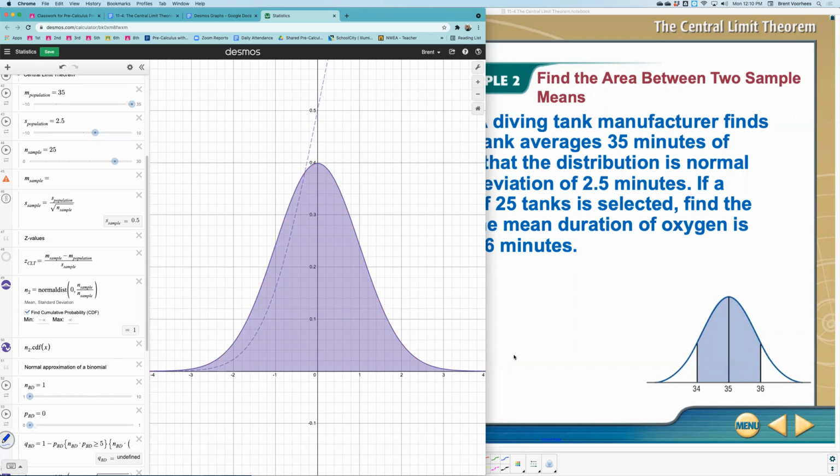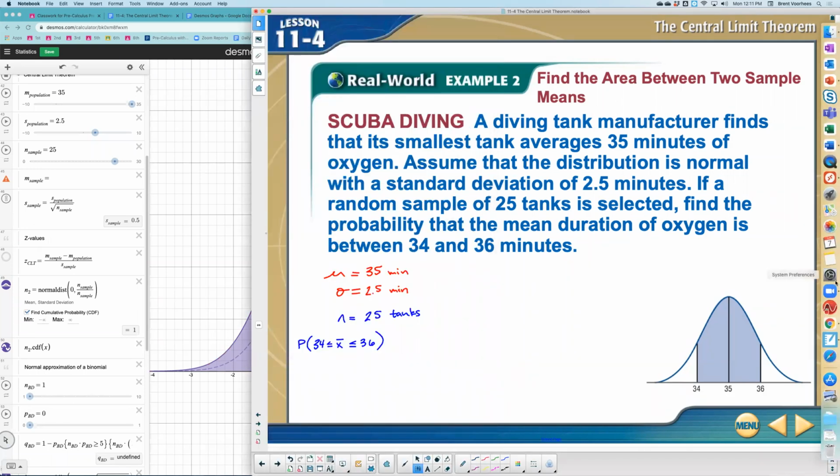So how do I get my values? Well, if you remember last problem, what we did is we said, okay, let's talk about the standard error, or the standard deviation of the sampling distribution, if you will. That was calculated by taking our original standard deviation, which was 2.5, and dividing it by the square root of the number of samples, which is the square root of 25. So when I simplify this, the square root of 25 is 5, and 5 goes into 2.5 0.5 times. So that would be called the standard error.